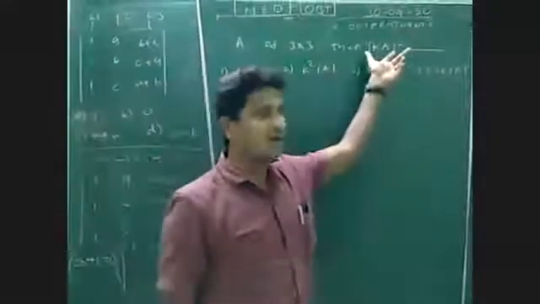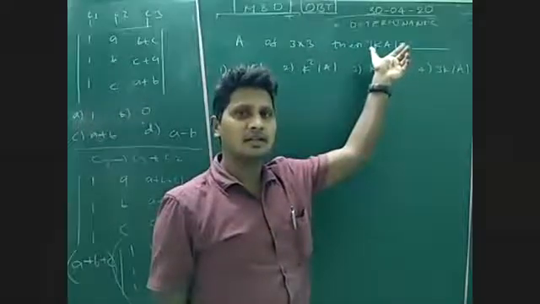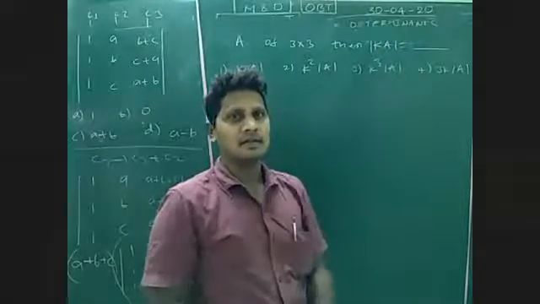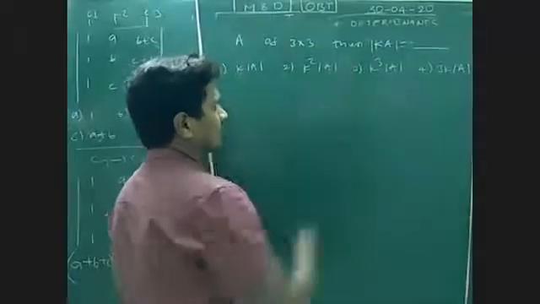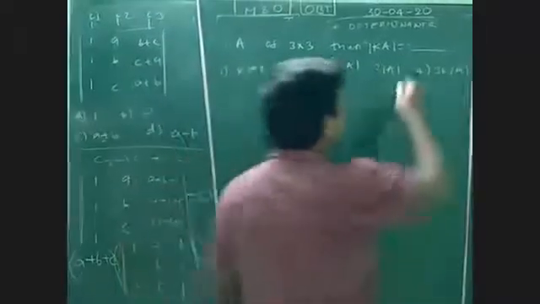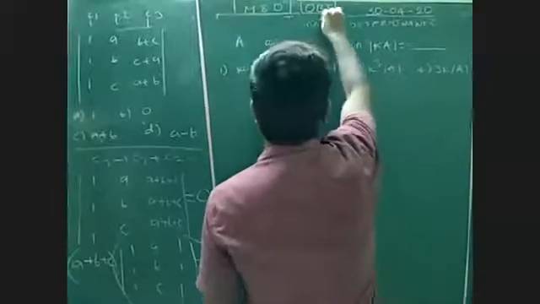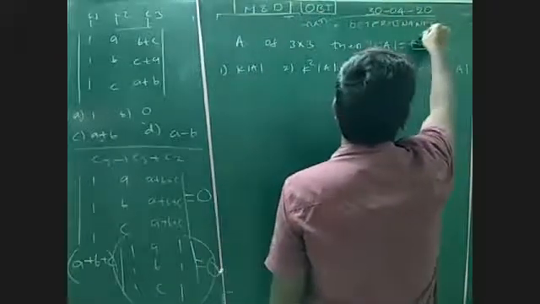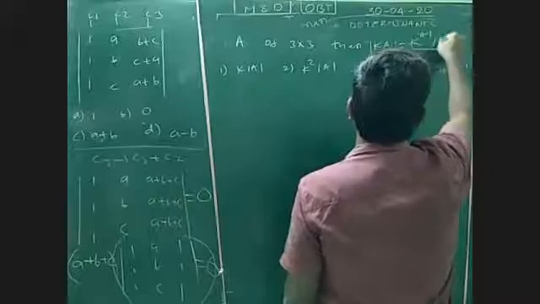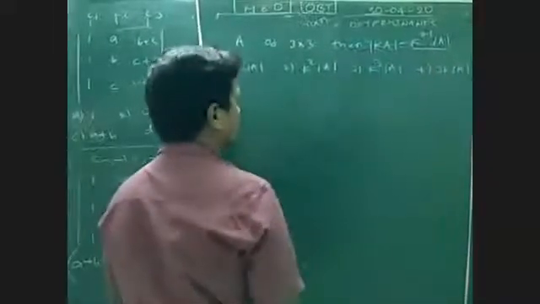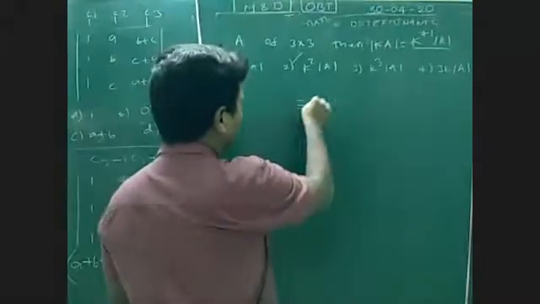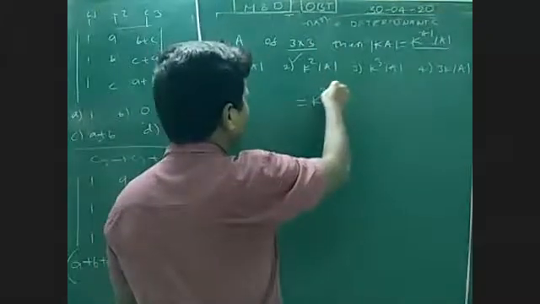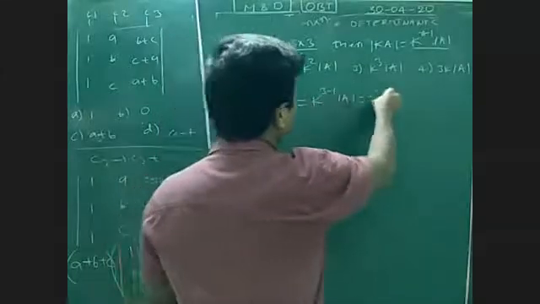I wrote one formula, det of kA. The formula is, if it is an n by n matrix, det of kA is k to the power n into det A. Second option, sir. Second option is right because that can be written as, order is 3 by 3, k to the power 3 minus 1 into det A, k square det A. Second option is right.